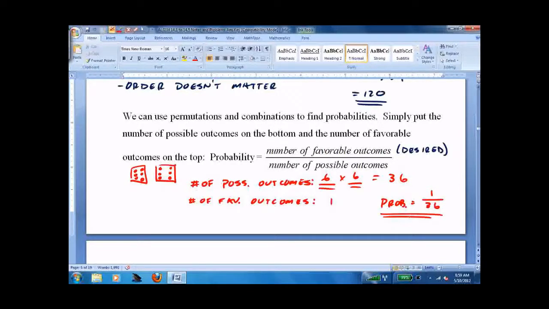We'll go into more detail on probability. I wanted to give you a small idea what it's all about. That's it. Good luck.